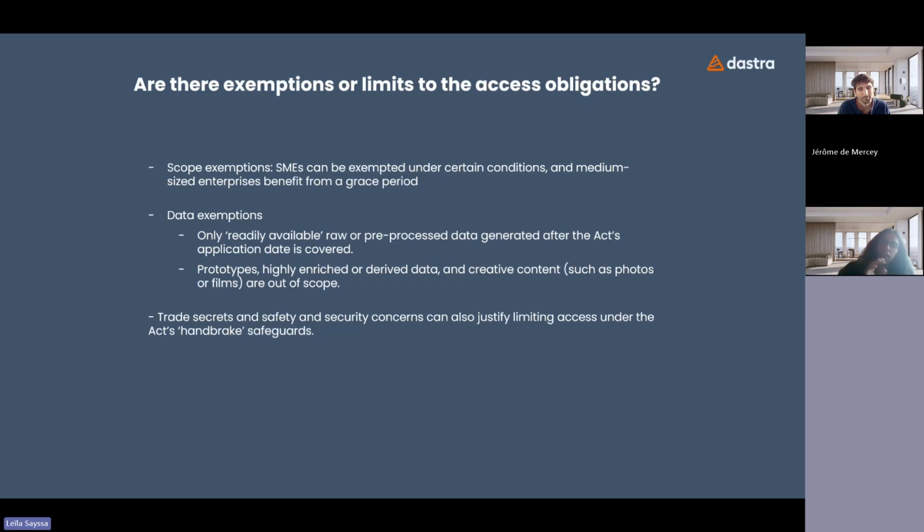And the most important ones, on which the data holders can actually base a refusal to share, or to share maybe limited data, or not share the data at all with the user, are two types of safeguards called handbrake safeguards in the Data Act. And it's the trade secrets one and the security concerns. So the trade secrets handbrake is actually when you fear that the data that you're sharing is going to disclose a certain type of information that is considered to be your trade secret. So you are allowed here to take all the necessary measures prior to the disclosure of the data to preserve the confidentiality of the trade secrets.